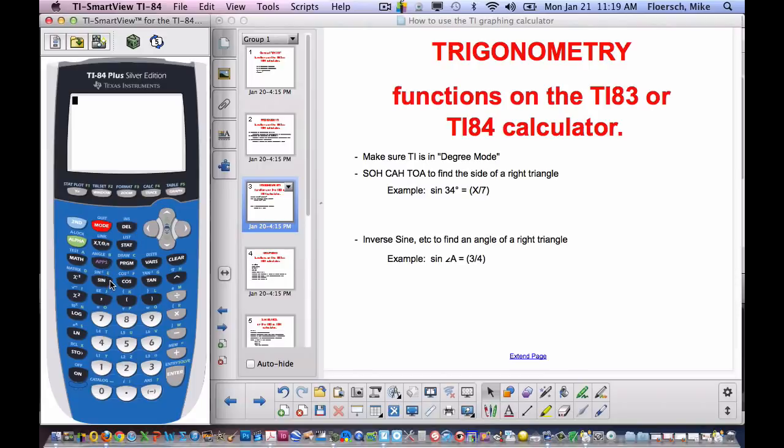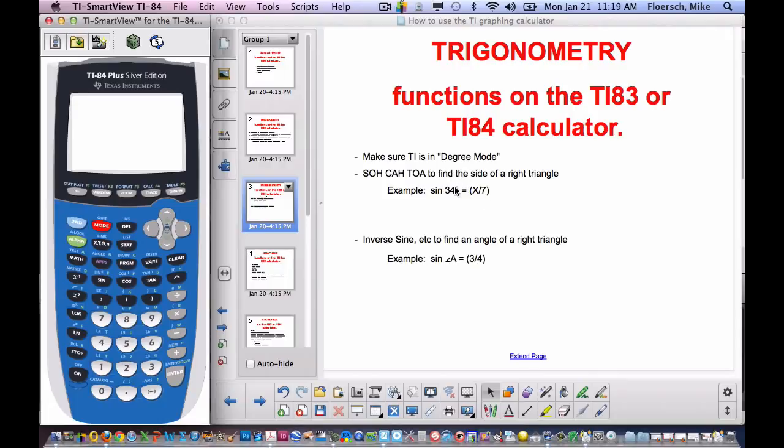The times you'd be using this, like sine, cosine, and tangent on my TI-83, is when we're trying to use SOHCAHTOA, which is sine is opposite over hypotenuse, the cosine is adjacent over hypotenuse, and the tangent is the opposite over adjacent. It's always working with a right triangle.